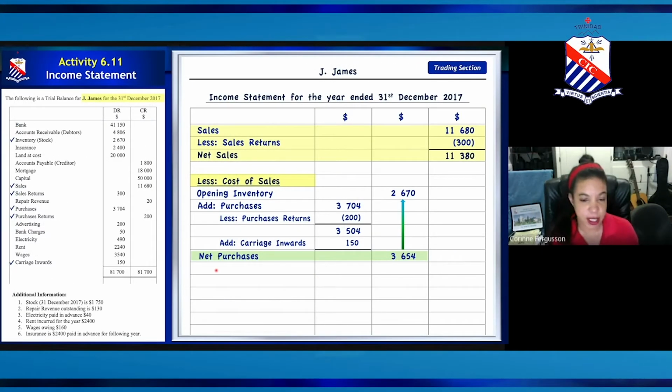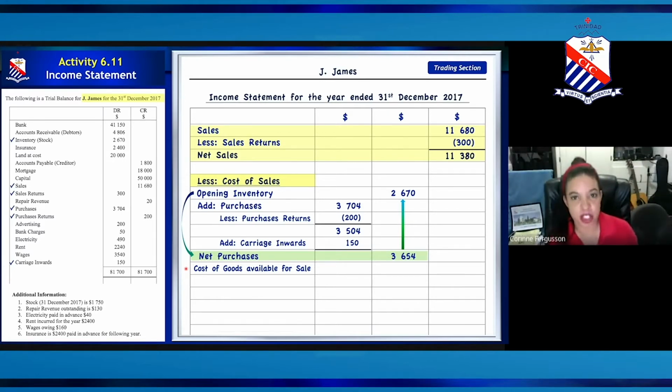Right, so this figure, the net purchases that you get, which is the purchases after the adjustments, is the figure that goes into your middle column. So it goes into your middle column there. So opening inventory, add your net purchases, gives you what is called your cost of goods available for sale. See that? So very, very long term. It is the cost of the goods that you can now sell.